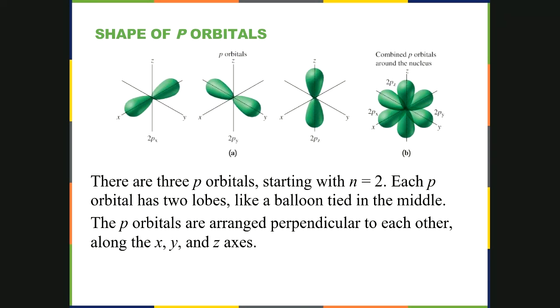Here's just another illustration of the P orbitals. Again, they're kind of propeller shaped, existing on the X, Y, and Z axes, and if they're all occupied, this is how the 3p orbitals would be arranged relative to each other. But this is not a single orbital. This is 3 separate orbitals that they just superimposed on each other. Each one of these is a p orbital. Within the p sublevel, there are 3 possible p orbitals, each pointing in a different direction.